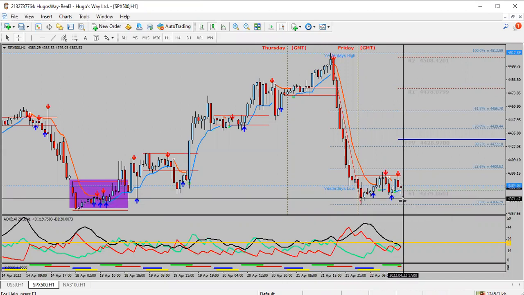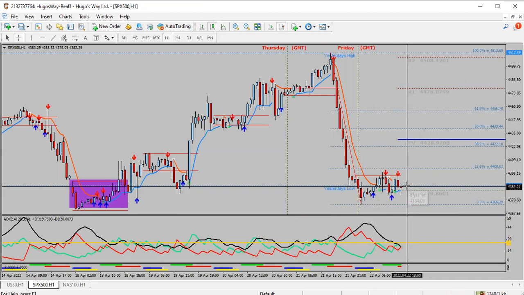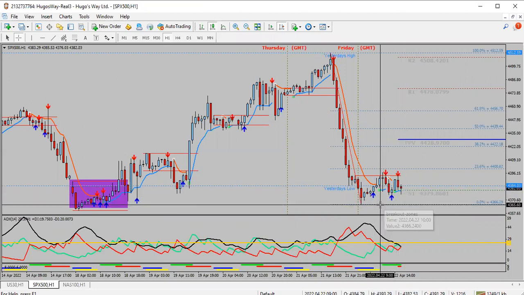So if price is going to sell, then it needs to really come back down here to about 43.62 if it's going to sell off. But I'll just be looking to see what it does. I'm really trying to trade today.